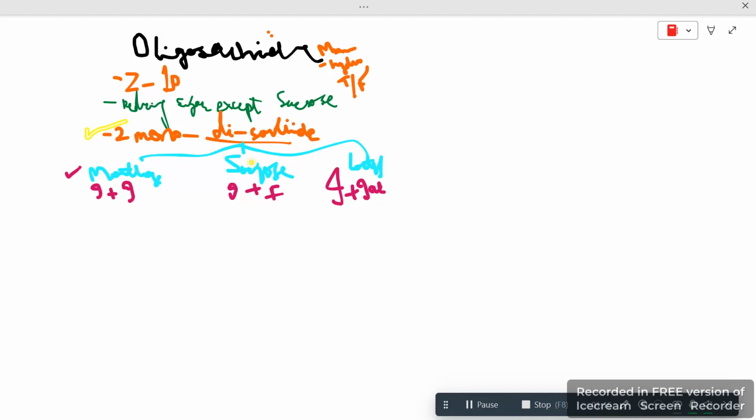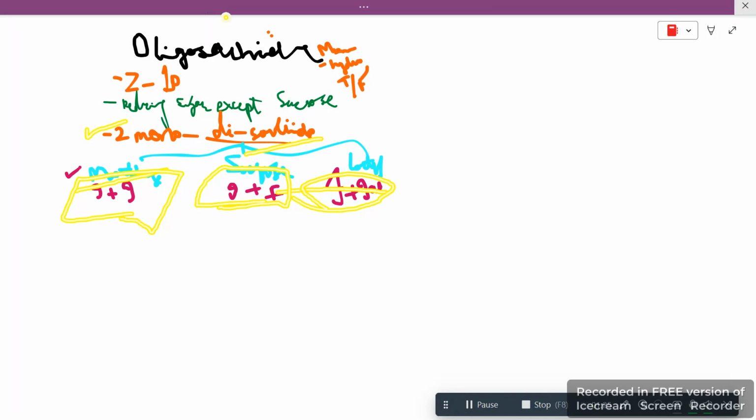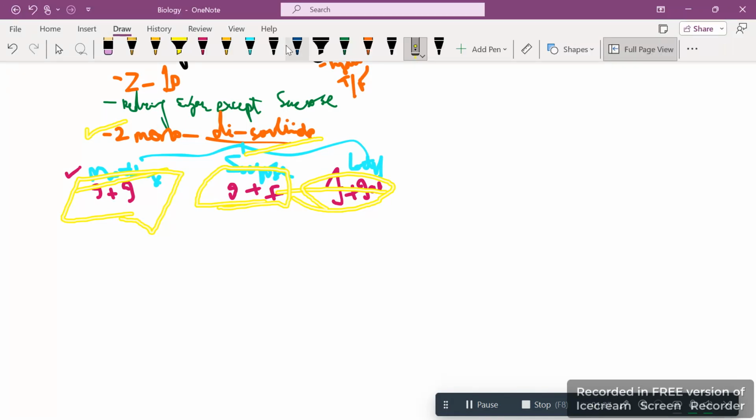Then we saw two monosaccharides form a disaccharide. Disaccharides include maltose, sucrose, and lactose. Lactose is made of glucose plus galactose. Sucrose is glucose plus fructose. Maltose is glucose plus glucose. Okay, we were done till this. Now let's discuss the basic ring structure. The basics of the structures we did in the last video.